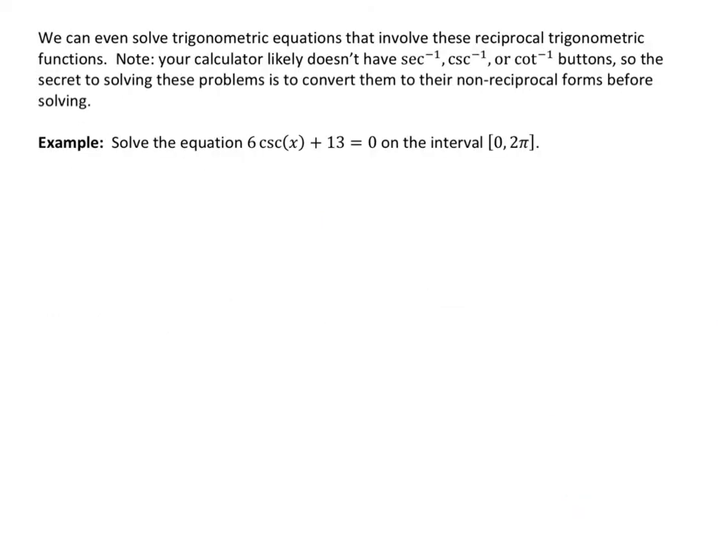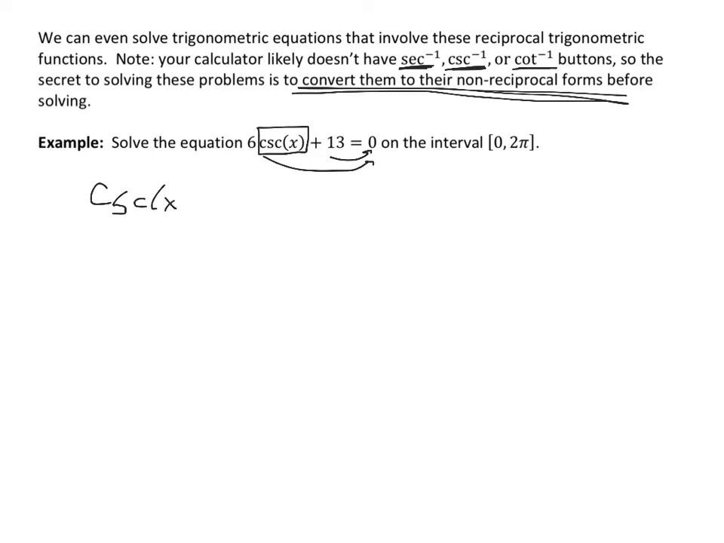Now in the last couple of examples, I want to show you that we can even solve trigonometric equations that involve these reciprocal trig functions. Now, really important note, your calculator more than likely does not have inverse secant, inverse cosecant, and inverse cotangent buttons. So the secret to solving these problems is to just convert them back to their non-reciprocal forms before you actually solve them. So in this problem, we're going to start by isolating the cosecant. I'll move the 13 and I'll move the 6. So I'm going to have cosecant x is negative 13 over 6. Okay? So there it is. That's what this thing is.